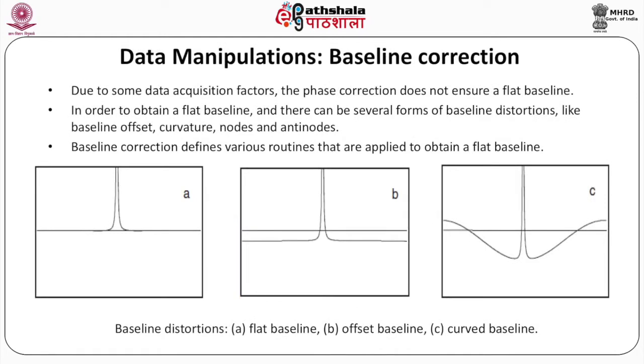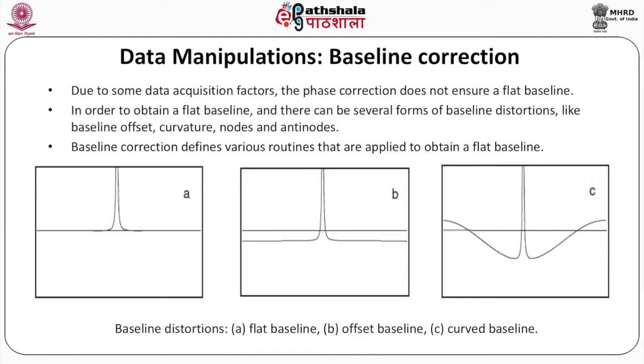Baseline correction. Due to some data acquisition factors, the phase correction does not ensure a flat baseline. There can be several forms of baseline distortions like baseline offset, curvature, nodes and antinodes. To obtain a flat baseline, baseline correction has to be performed. Baseline correction defines various routines that are applied to obtain a flat baseline.